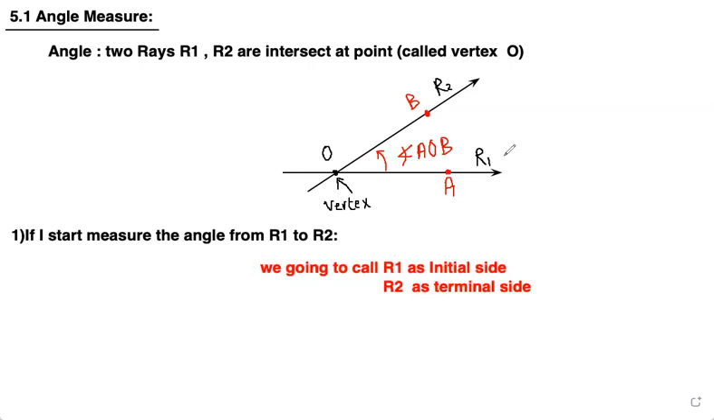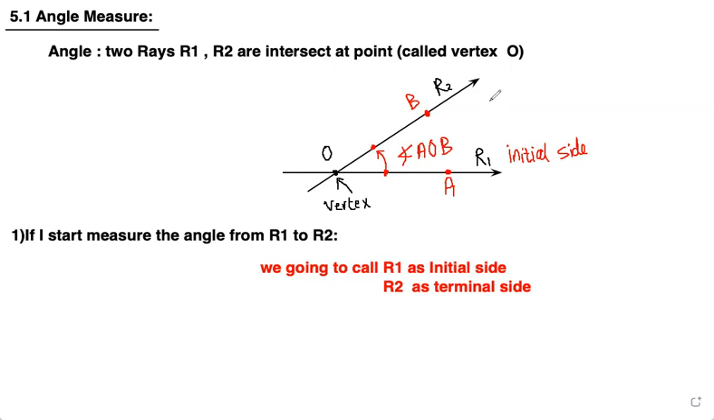So R1 is the initial side. Why? Because I start measuring this angle starting from this point, which is on R1. So this is my initial side. And I end measuring this angle at this point, which lies on R2. So R2 is called the terminal side.